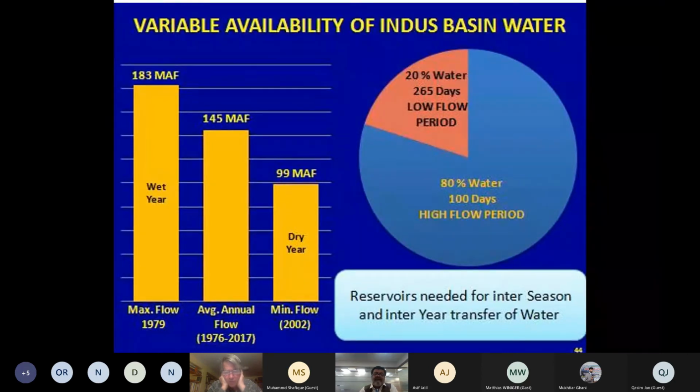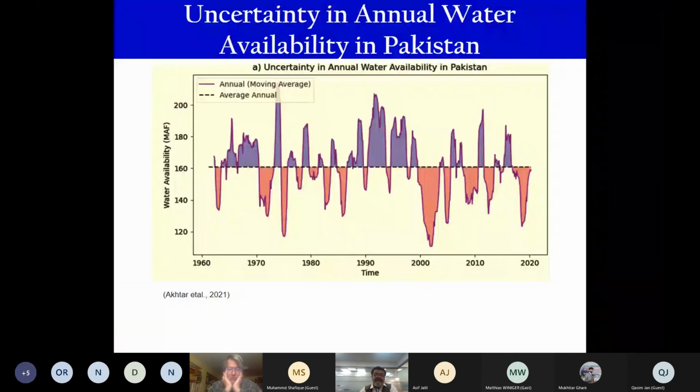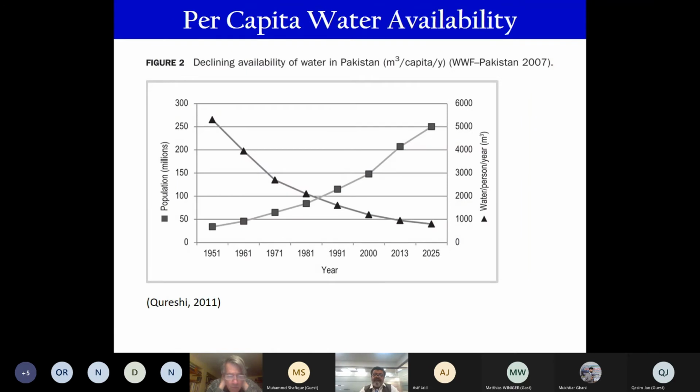Uncertainty in the annual water availability, you can see this graph. This is showing data from 1960 to 2020, and there is a dotted line showing the average annual availability of water in million acre feet. So there's a lot of variability in the per capita water availability. You see that is projected, and that is really in 2025 reaching 1000 cubic meters per person per year.